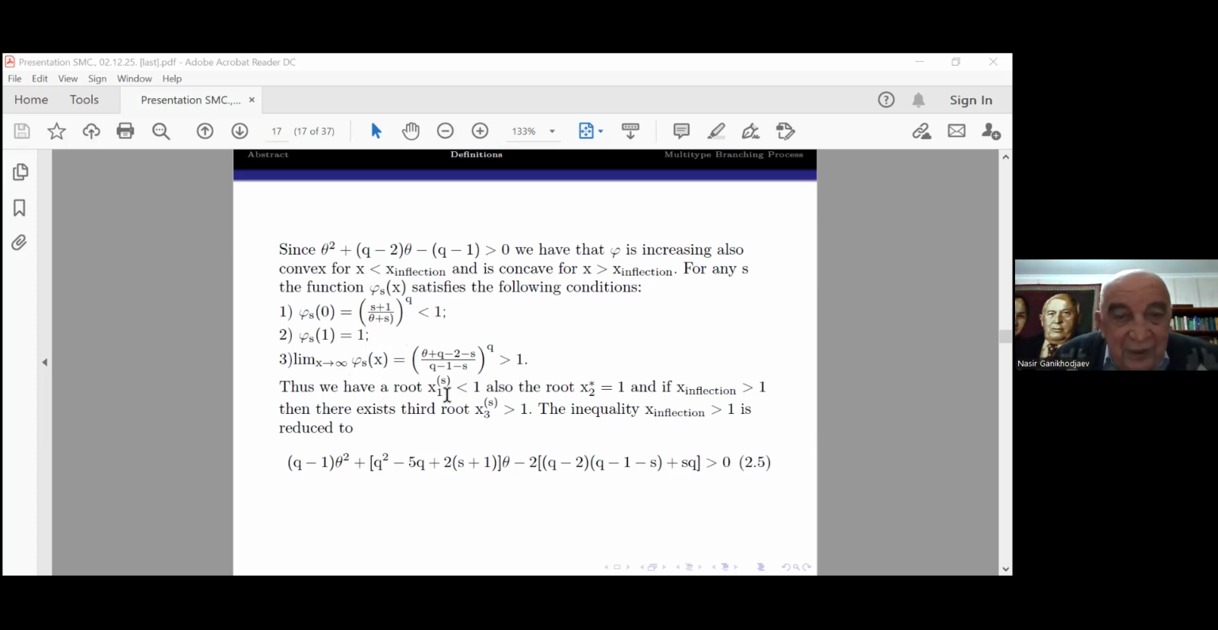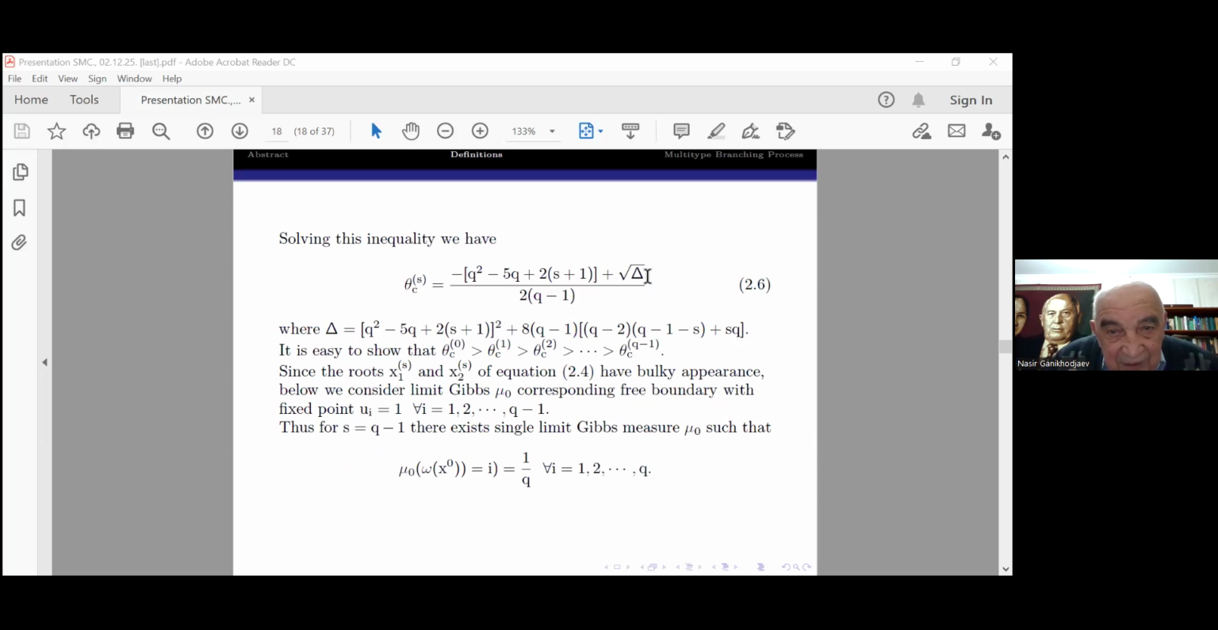From this condition it follows that we have one root less than one, and a second root, which corresponds to the free boundary. When the inflection point is greater than one, the third root is equal to one. And here we verify when the inflection point is greater than one. Solving this equation, we have this solution. So we have the sequence of critical parameters, this one for s equals 0, for s equals 1, 2, up to q minus 1. So, the sketch of the theorem is done.